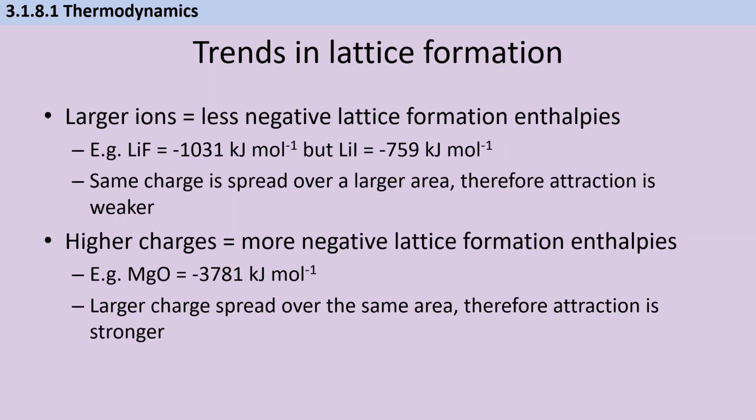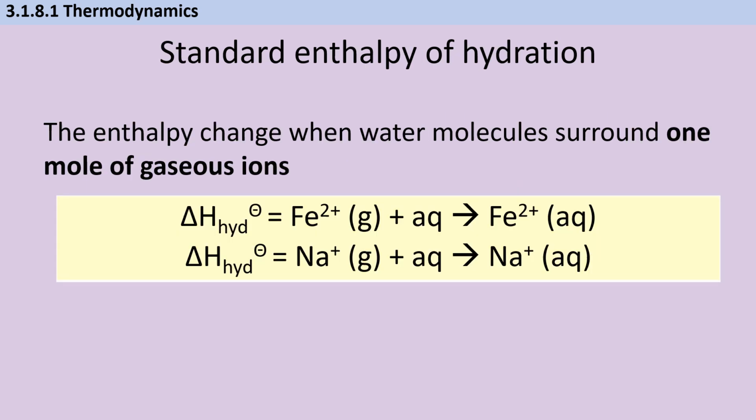When you discuss the values for lattice formation, be sure to say more or less negative or more or less exothermic. Don't say bigger or smaller, as this is ambiguous when dealing with negative numbers. Students are often confused by enthalpies of hydration and solution because they do sound very similar.